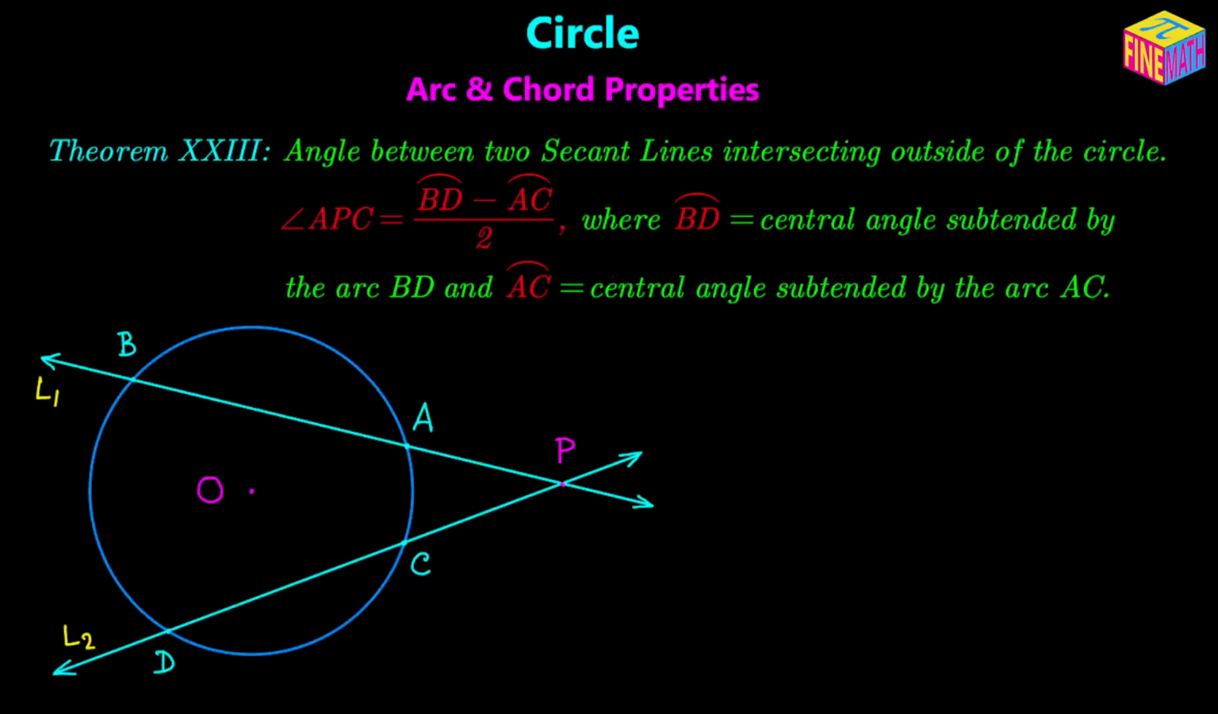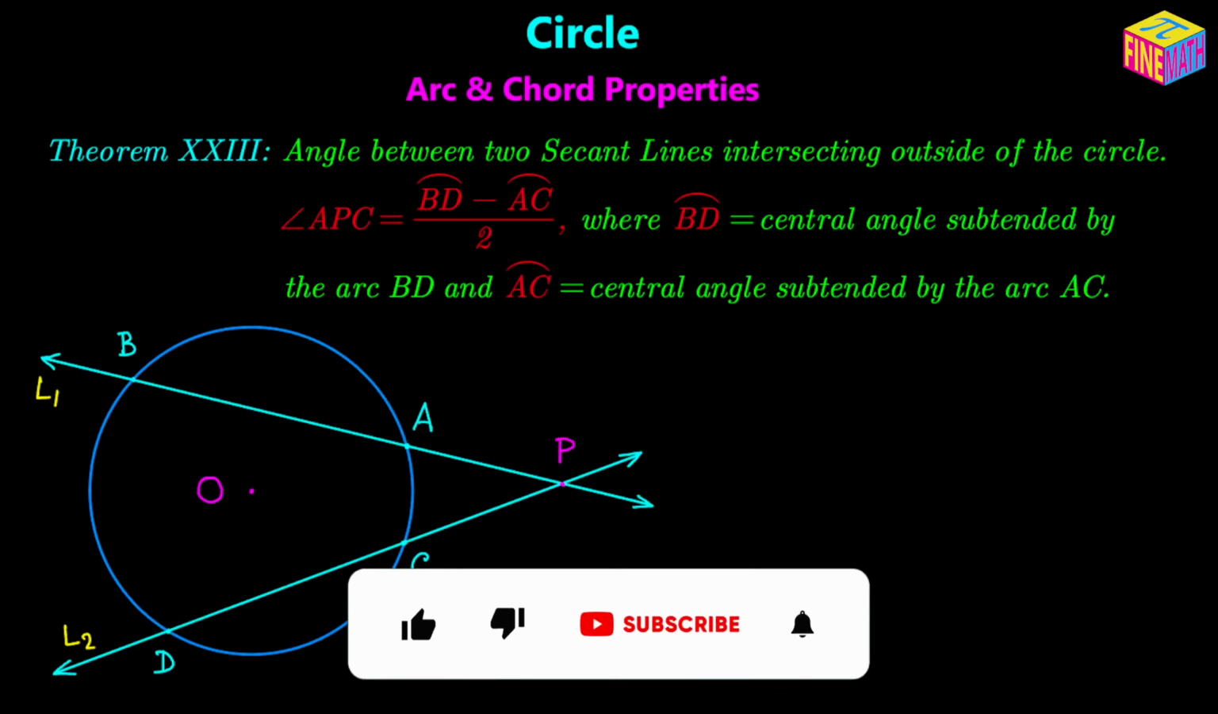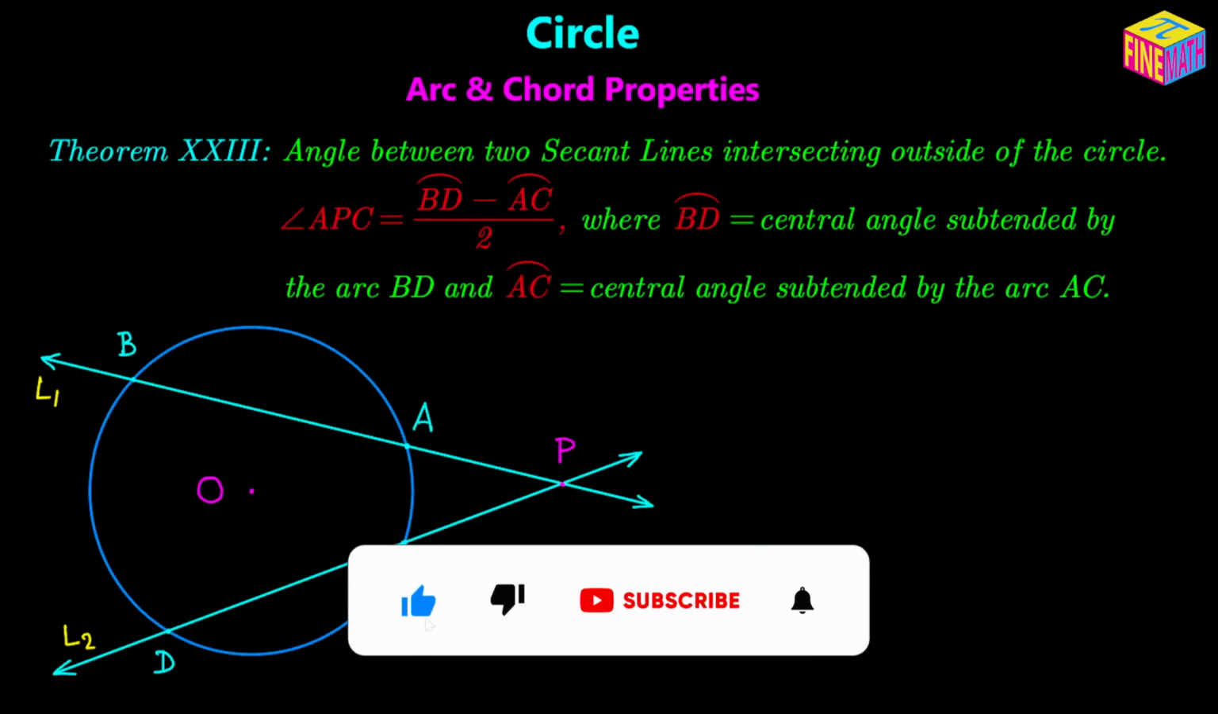Hi everyone, in this video we are going to discuss theorem number 23 from the geometry of circles. The theorem says the angle between two secant lines intersecting outside of the circle, the angle APC, will be equal to half times the central angle subtended by the arc BD minus the central angle subtended by the arc AC.